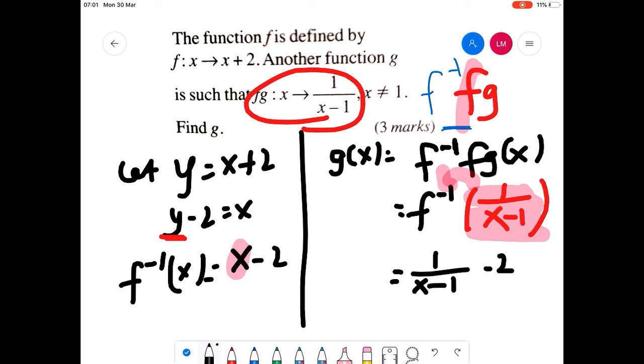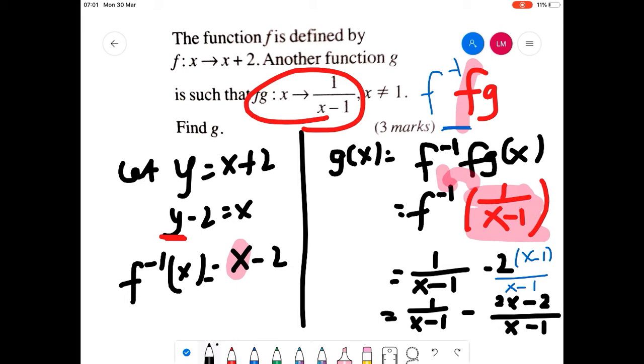Okay, try to change your answer to a single fraction. That means here the denominator you have x minus 1, so on top you times x minus 1, bottom you also times x minus 1. So here you are going to get 1 over x minus 1, minus, here will be 2x minus 2 over x minus 1.